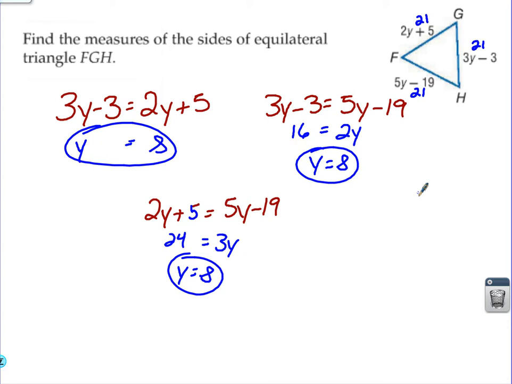And again, I'm getting ahead of myself, but there is a relationship between side lengths and angles. Can anybody tell me how big these angles are?